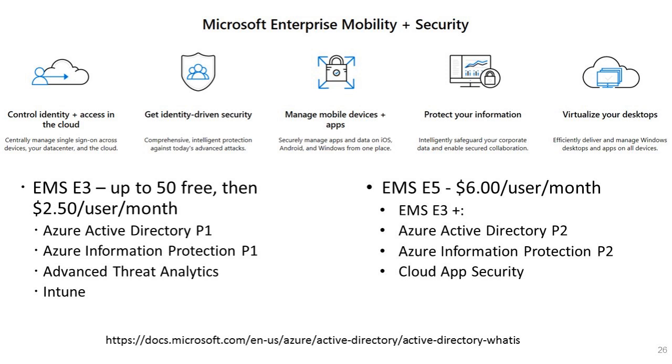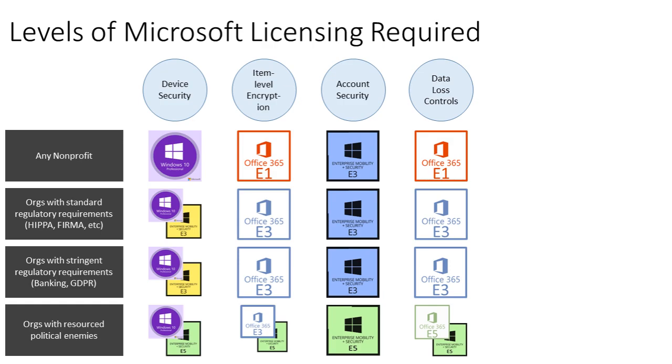EMS E5 does all of that, plus a little bit heavier Active Directory. P2 means Plan 2, so there's some more in-depth things that we can do with the Azure AD. The same thing with Azure Information Protection, it has a P2. And then the most sought after thing for most of the people that we talk to is the Cloud App Security, which we'll talk about in a minute.